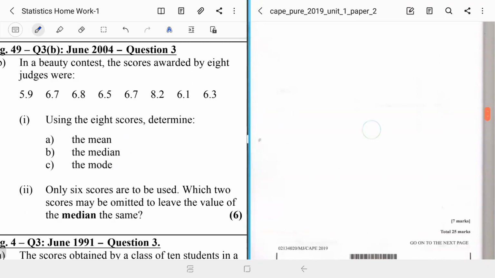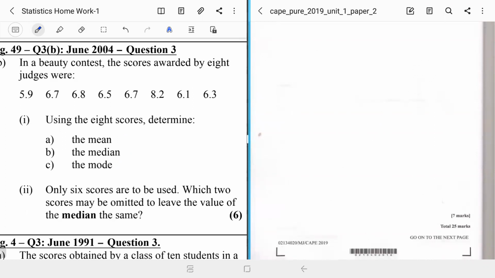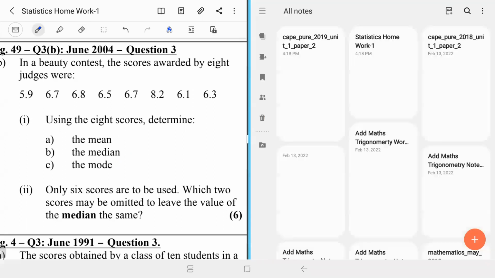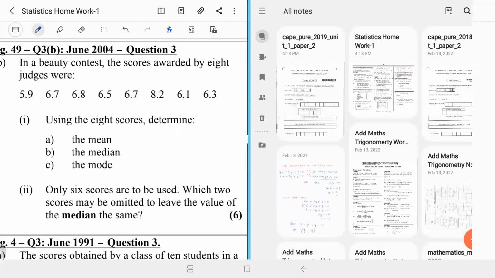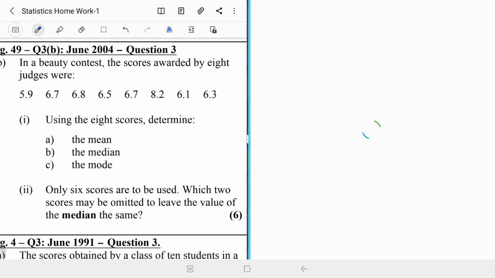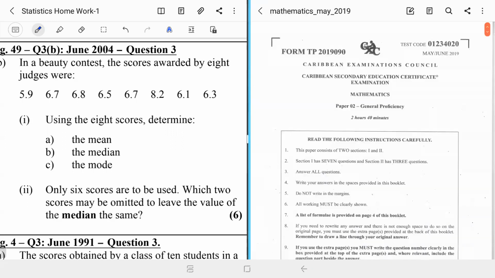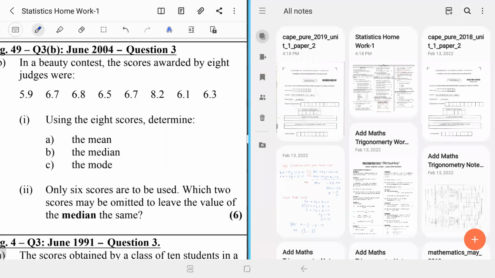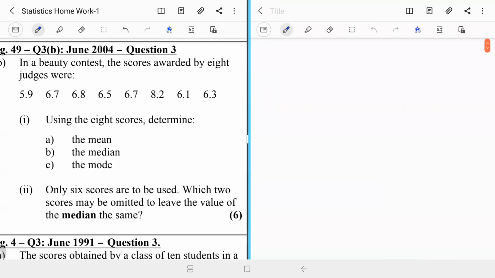Hold on a second. I have the wrong thing up here. All right. First thing you want to do is put the data in ascending order. So I'm going to rewrite the data and put them in ascending order. So the lowest value is actually the first value, 5.9. Second value is 6.1.